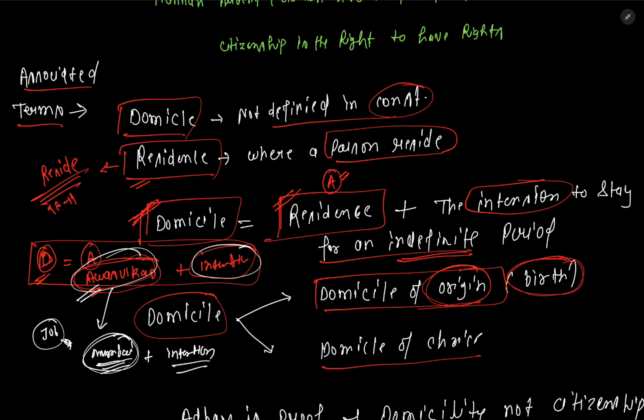So the domicile could be of two types. The first one is the domicile of origin, where a person has taken birth. And the second one is the domicile of choice, which a person chooses by himself because of some reasons. Clear? So this is the difference between domicile and residence.